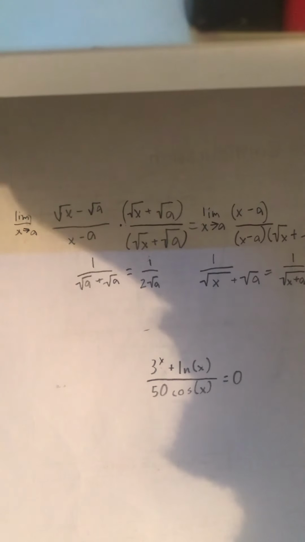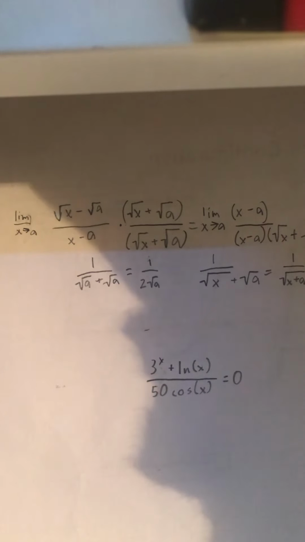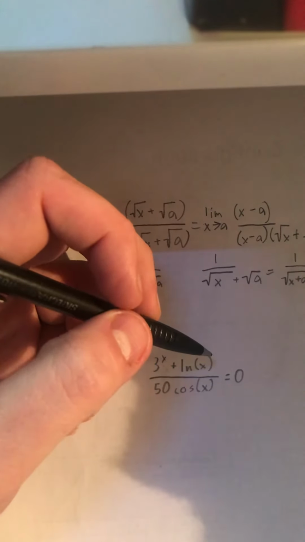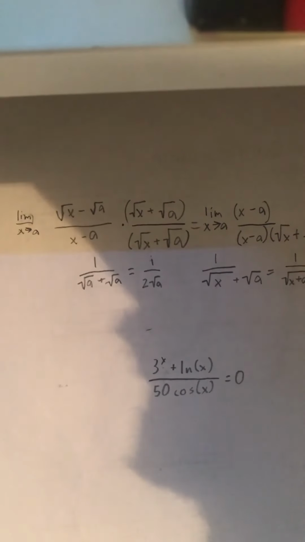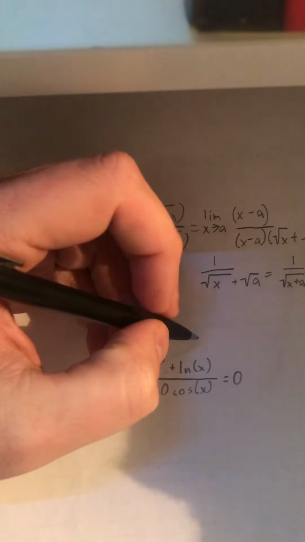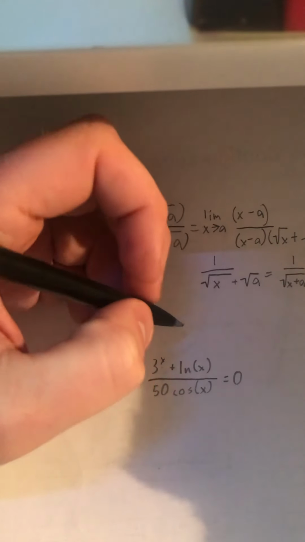Handy dandy Desmos. Natural log of x, graphed. Natural log of x could be 0. It can be 0, so it comes out to -5. That's nice. Okay, so 50 cosine of x.